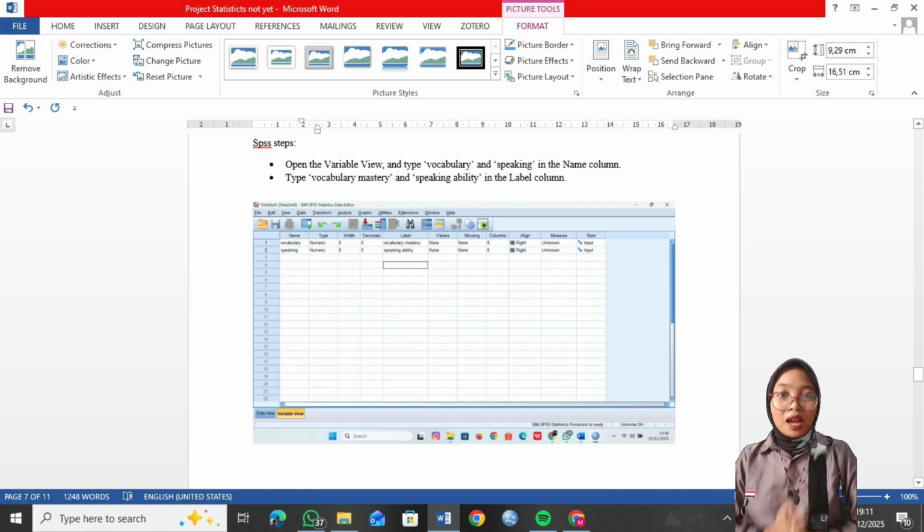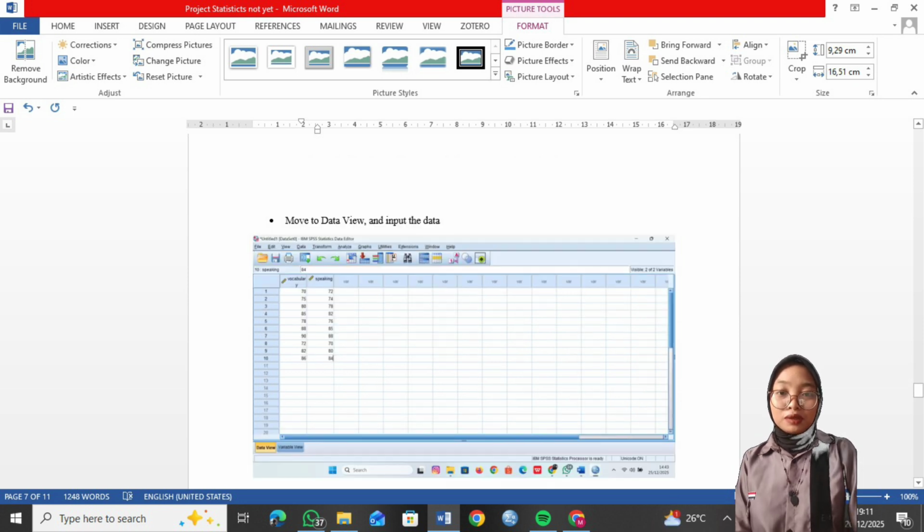And now I will explain the SPSS steps for the correlation research. The first one is open SPSS and go to variable view. Create the two variables, namely vocabulary mastery and speaking ability. Now move to the data view. Input the vocabulary scores and speaking scores of the students.